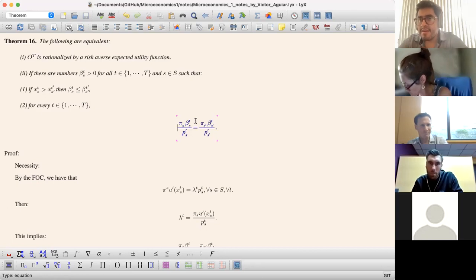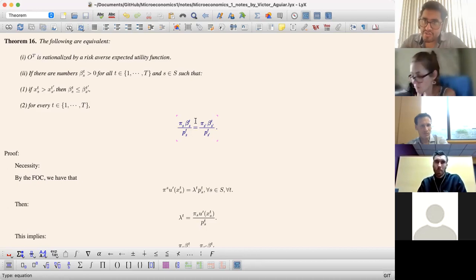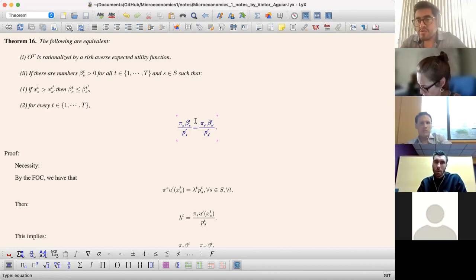The interesting thing is, of course, not that it is an empirical implication of expected utility, which is easy to see it is. The interesting thing is that it's also a sufficient condition. So from knowing these beta numbers, we can reconstruct expected utility. That's the surprising thing as usual.